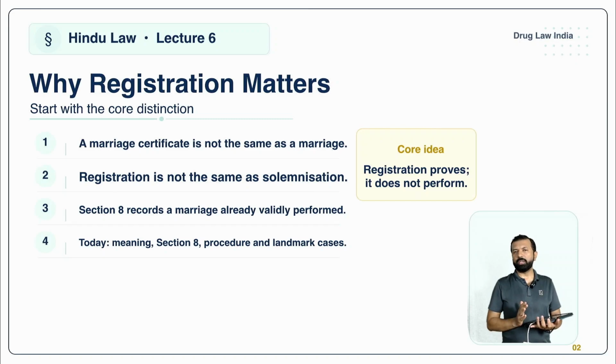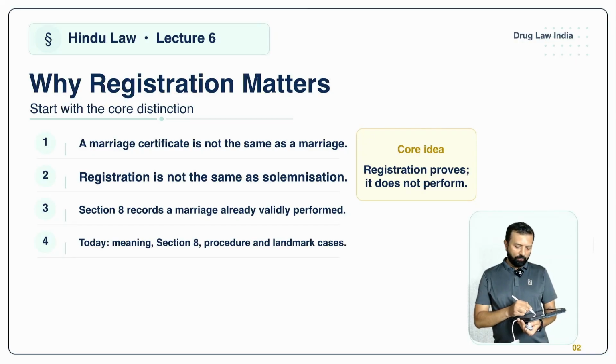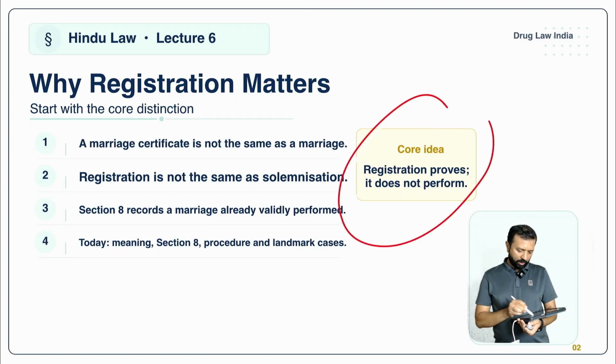Before we read the bare act, let us first understand the most important distinction. A marriage certificate is not the same thing as a marriage. Similarly, registration is not the same thing as solemnization. Solemnization means actual performance of marriage according to law, custom, rites and ceremonies. Registration comes later. It records the fact that such marriage has taken place. So Section 8 records the marriage that has already been validly performed. It does not perform the marriage. The distinction is extremely important for exams, court practice and real life disputes. So you need to emphasize this core idea very clearly, that registration proves but it does not perform a marriage.